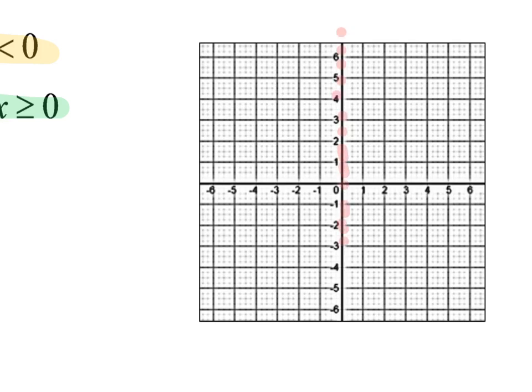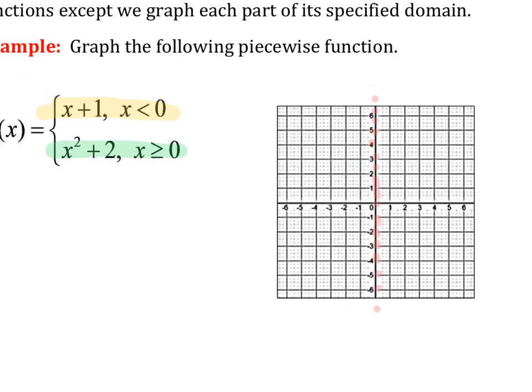So there's like a little boundary. Over on the left-hand side, everything that I graph is going to be following that yellow rule. Over on the right-hand side, everything is always going to be following that green rule. Okay. So now let's get graphing.